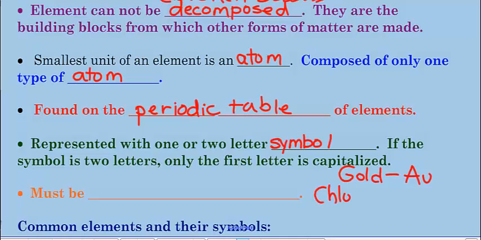Chlorine, this is one kids get confused with all the time. It is in your chart. Chlorine is capital C, lowercase l. That's not an I, right? That's C, lowercase l, okay?